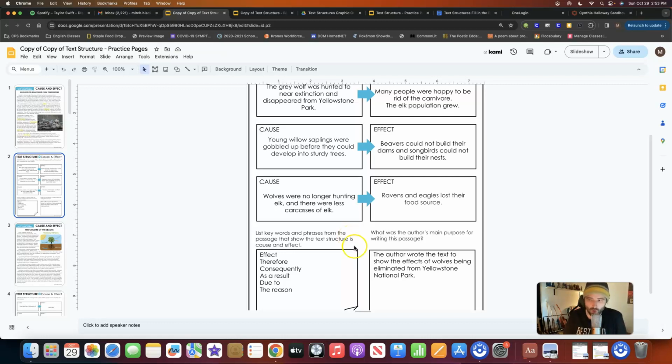This is not going to go away. We are going to continue to practice putting these into graphic organizers when we read these nonfiction passages. So please put in the work now so that it is easier on the back end.